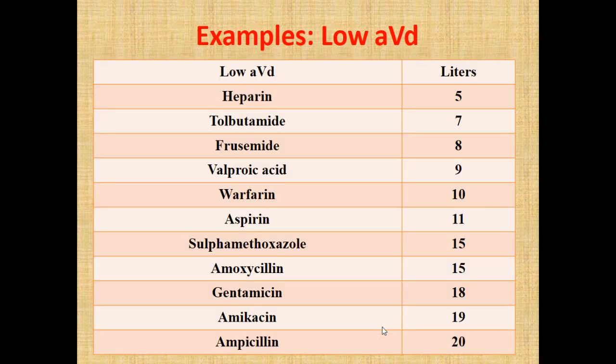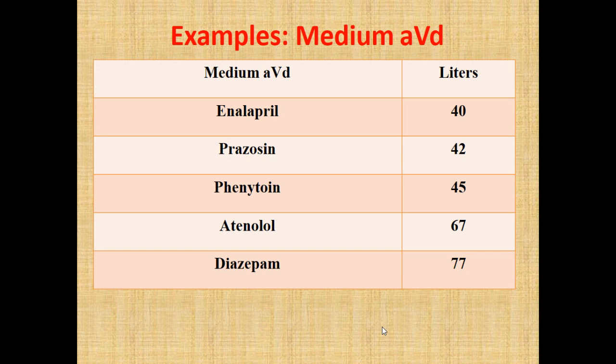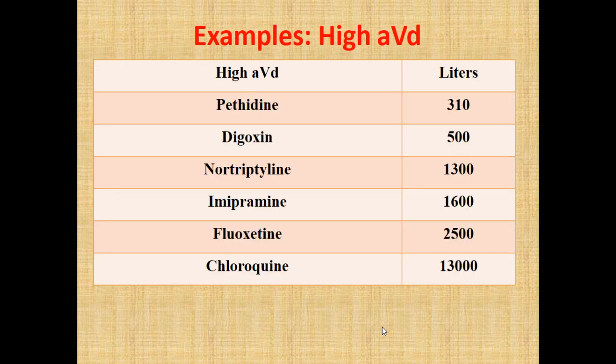Here we have examples of commonly used drugs with a low volume of distribution, from 5 liters to 20 liters. Then we have the medium volume of distribution, from 40 to 77. Then the drugs with a high volume of distribution. Here you can see chloroquine has 13,000 liters as a volume of distribution.